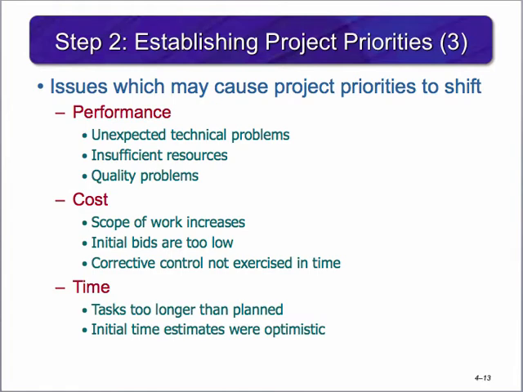Following are some items which may cause the project to shift its priorities. Performance issues may include unexpected technical problems, insufficient resources, and quality problems. Cost issues may include scope of work increases, initial bids are too low, and corrective control is not exercised in time. The time issues may include tasks taking longer than planned, and initial time estimates were optimistic.